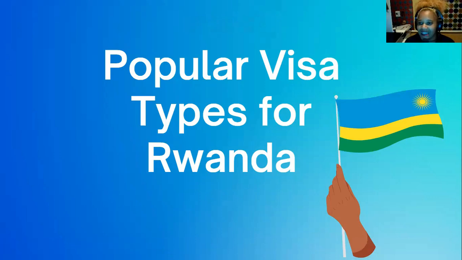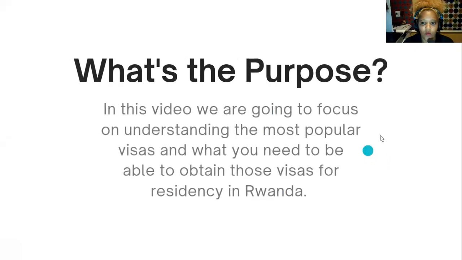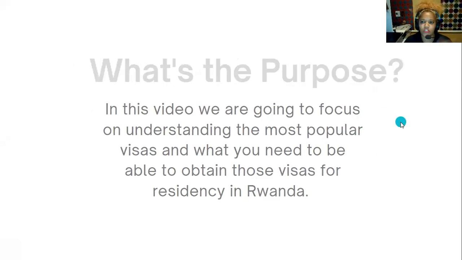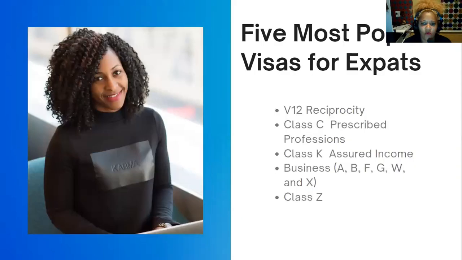And what we're going to do once again is talk through the processes for some of these popular ones. And we're going to start right off with the purpose of this entire meeting. In this video, we're going to focus on understanding the most popular visas and what you need in order to secure one of those visas for your residency in Rwanda. So we're focusing on understanding the details about obtaining these visas, and so we go into the actual criteria of what we're looking for.